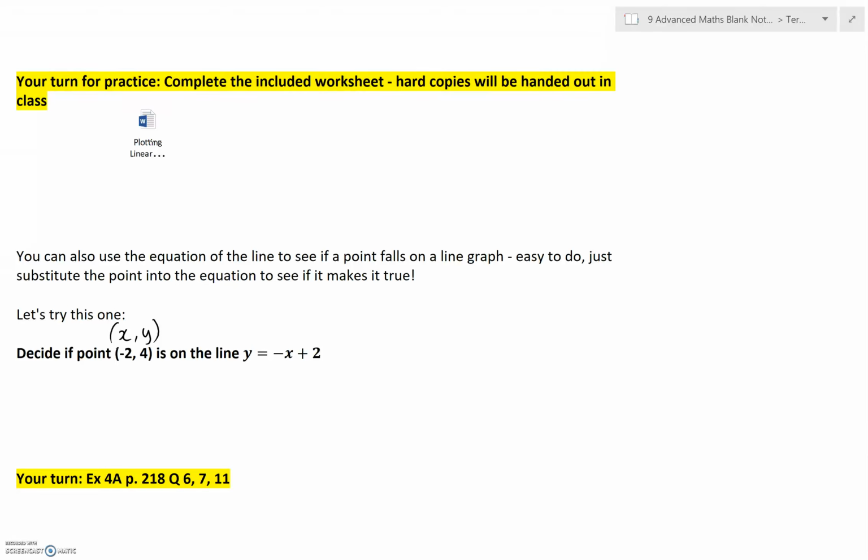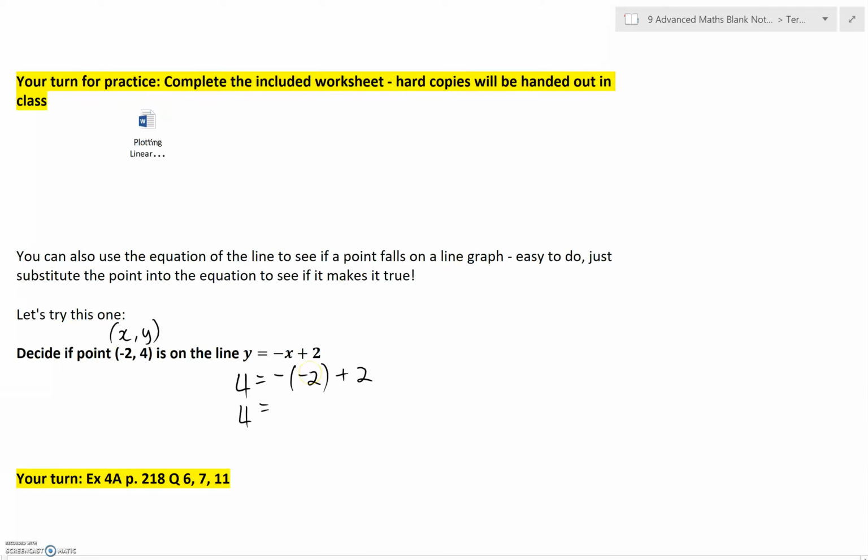You may want to split it up and do it separately, or you can do it as one. So let's do it as one this time. So instead of putting y, we're going to put 4. And instead of putting x, we're going to put -2. So negative (-2) plus this time plus 2. So we need to simplify to see if that's true.